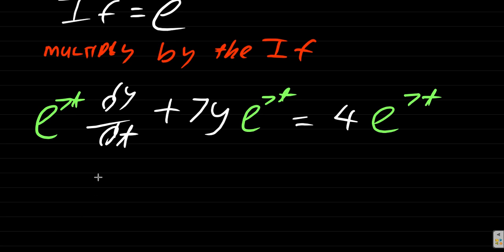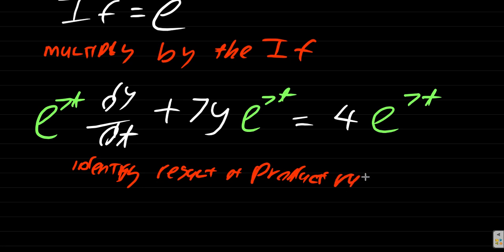Now, after that, you're going to identify the result of the product rule. If you look carefully, you see that you differentiated y here, and you have e to the 7t. Plus, in the next case of the product rule, you hold y and differentiate e to the 7t. So when you differentiate e to the 7t, you get 7e to the 7t. So that's what you had there.